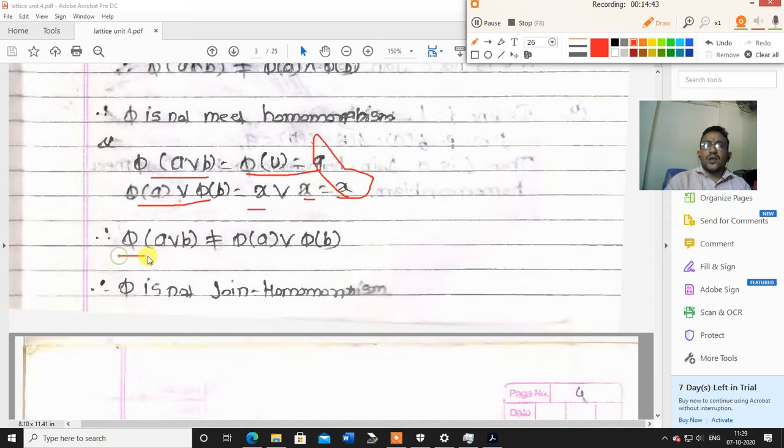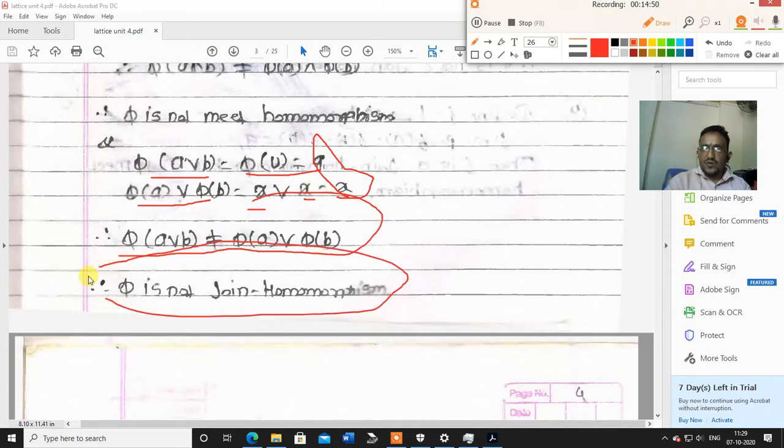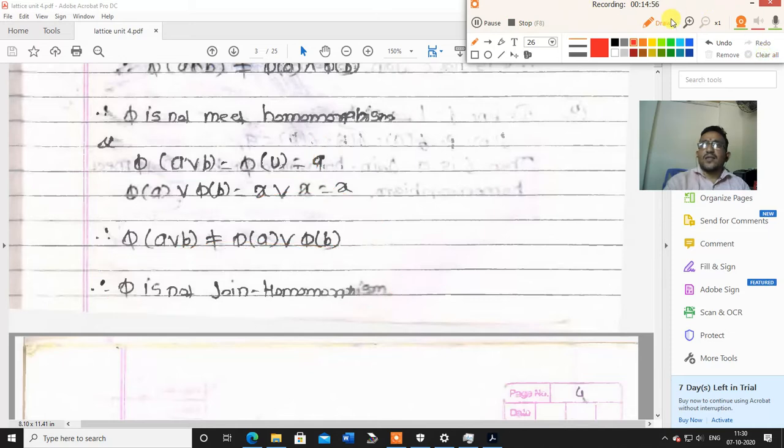Therefore you consider if phi of A join B is not equal to phi of A join phi of B. Therefore you consider phi is not a join homomorphism. In this case we can say that phi is neither a meet homomorphism nor a join homomorphism.